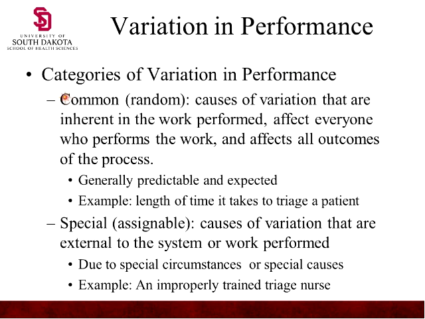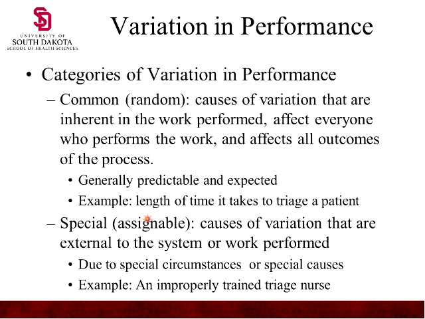Variations in performance. The categories of variation in performance can be common or special variations. Another name for common is random. Those are the causes of variation that are inherent in the work performed. They affect everyone who performs the work, and they affect all the outcomes of a process. So if you've had 10 people do a job, this common cause of variation would affect all of them. It's generally predictable and expected. Let's say you have to wait 10 minutes before you do the next step of your process. Everybody would have to do that. An example is the length of time it takes to triage a patient. There are some basic delays in the process.